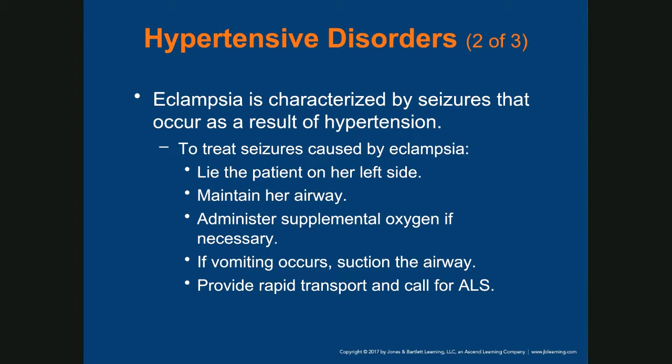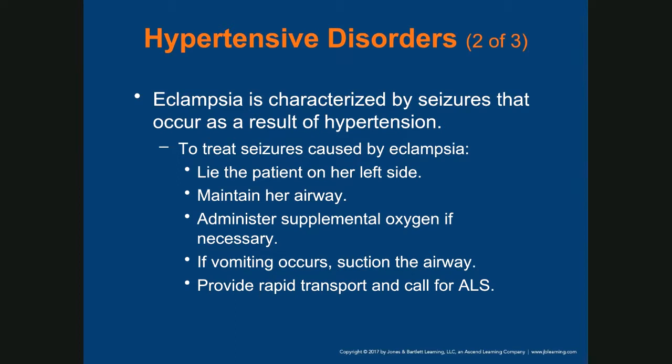All right, so treat seizures caused by eclampsia. Lie the patient on her left side. Maintain her airway. Administer supplemental oxygen if necessary. If vomiting occurs, suction the airway. Provide rapid transport. Call for ALS. So once you're in an ALS response system or a part of one, you need to request ALS early, right? Because medication is what is needed to stop this seizure, right? And it has to be a specific medication as well.